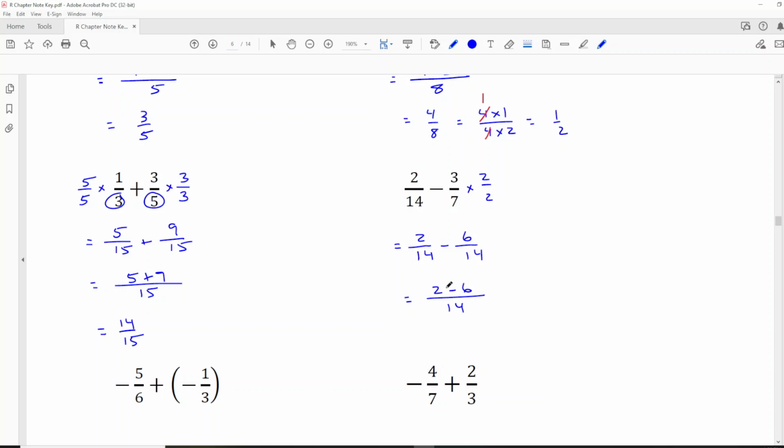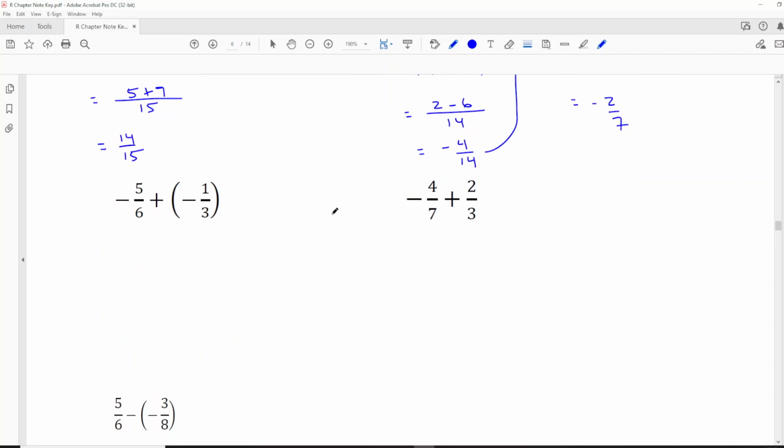2 minus 6, or 2 plus -6, is -4 over 14. And again, I didn't give myself enough room for these, so I'm going to go like this. What I'm going to do is look for a common factor, something that multiplies into both 4 and 14, which I know is 2. So 2 times -2 is -4, and 2 times 7 is 14. Now I can take out that common factor of 2. 2 divided by 2 is 1, and I'm left with -2 over 7.